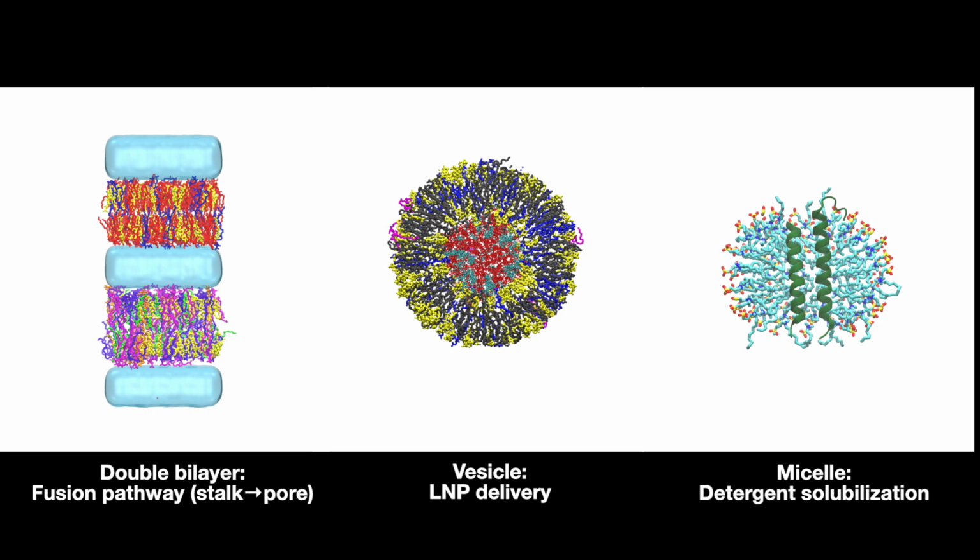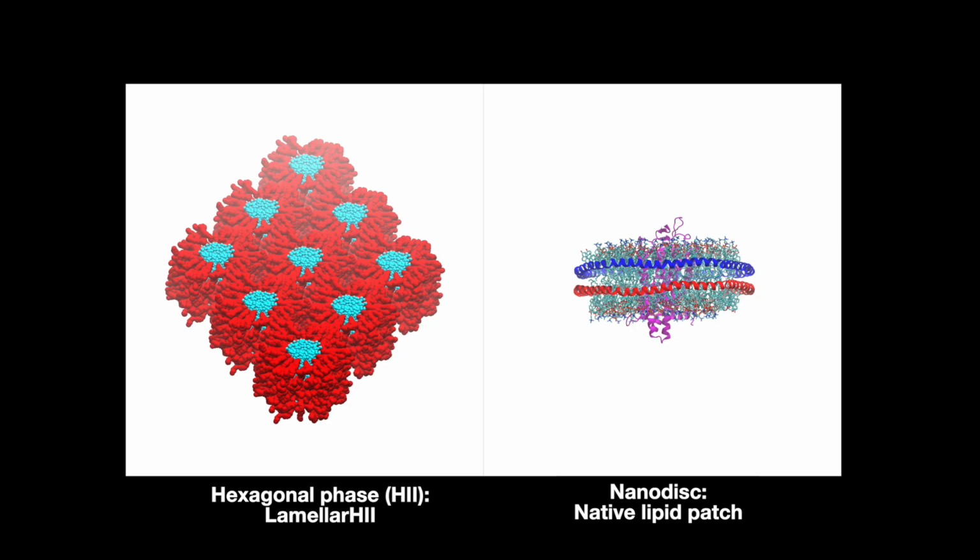Micelles represent detergent assemblies, characterized by critical micelle concentration and aggregation number. Hexagonal phase structures capture curvature stress and non-lamellar stability. Nanodiscs provide a native lipid patch, maintained by scaffold proteins for order and affinity. In this demo, we will introduce hexagonal phase in detail.